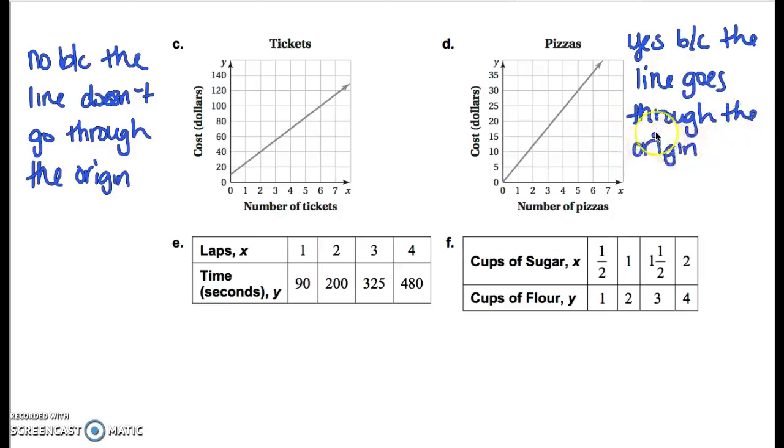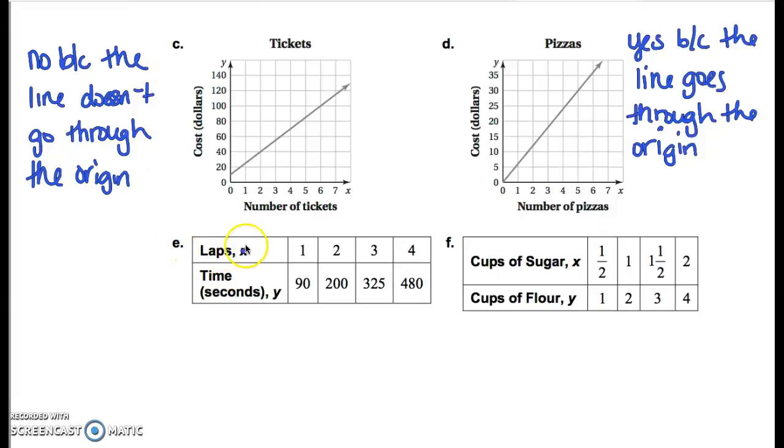So that's on graphs. To tell if a graph is proportional, you're looking at 1, if it's straight, if it's linear, and 2, if it passes through the origin. Okay? Now, for E and F, where there isn't a graph, all they give you is a table. We're looking for a constant pattern every time. So let's look at E.